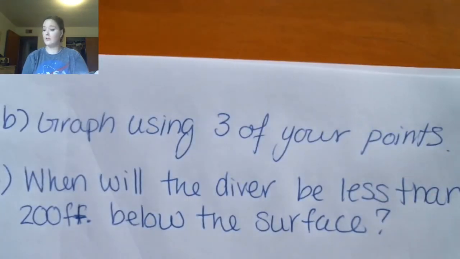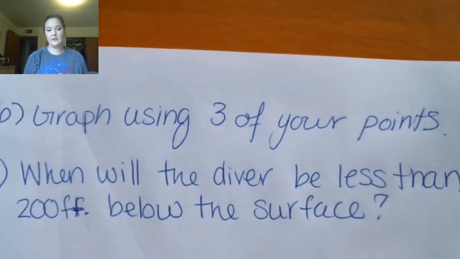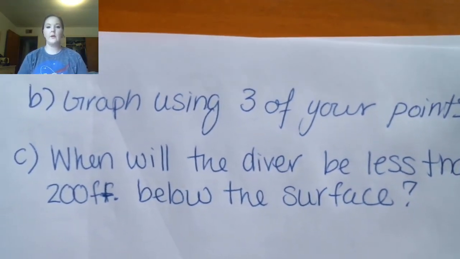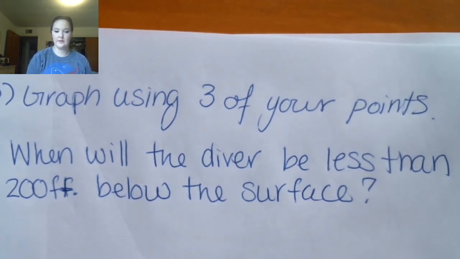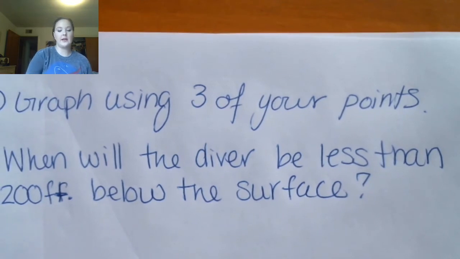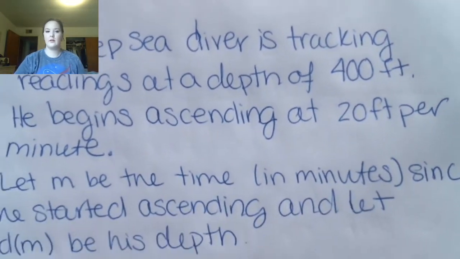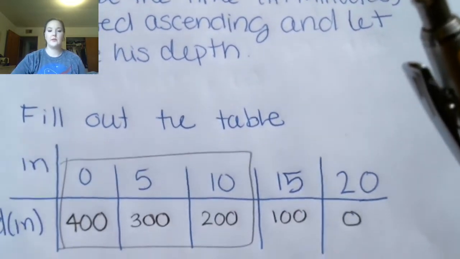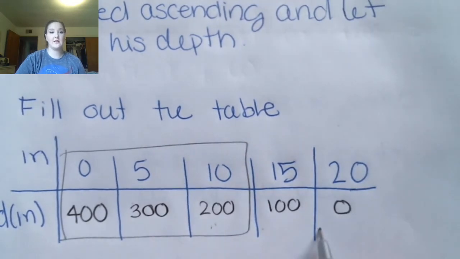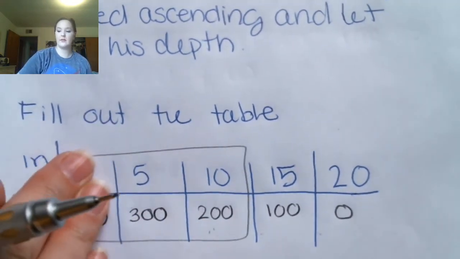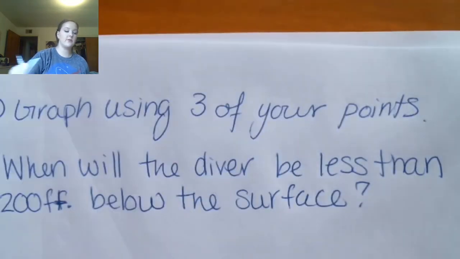All right. So that was part B. Part C, when will a diver be less than 200 feet below the surface? Okay. Now, we can actually see this from here. So you can see that at 10 minutes, he's 200 feet below the surface, and after that, he's closer to the surface.